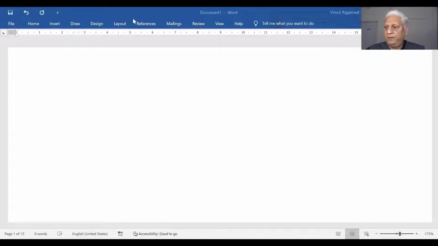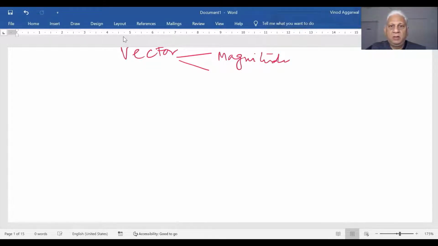So, we are talking about a vector quantity. A vector has two components to it. One component will be its magnitude and another is direction.